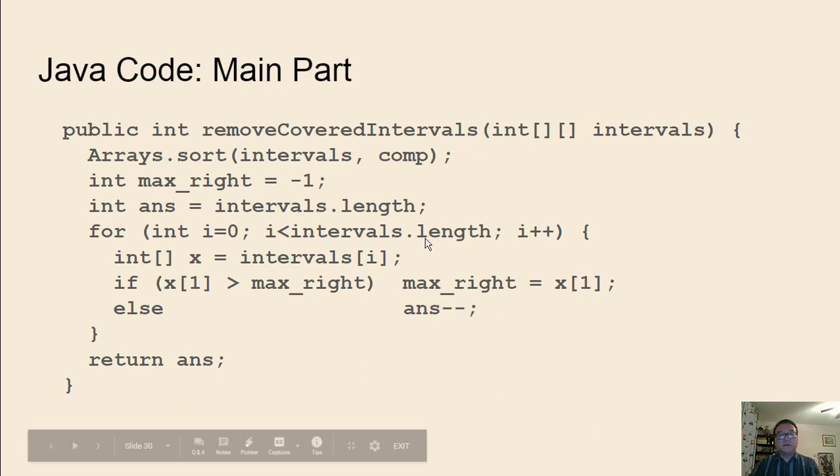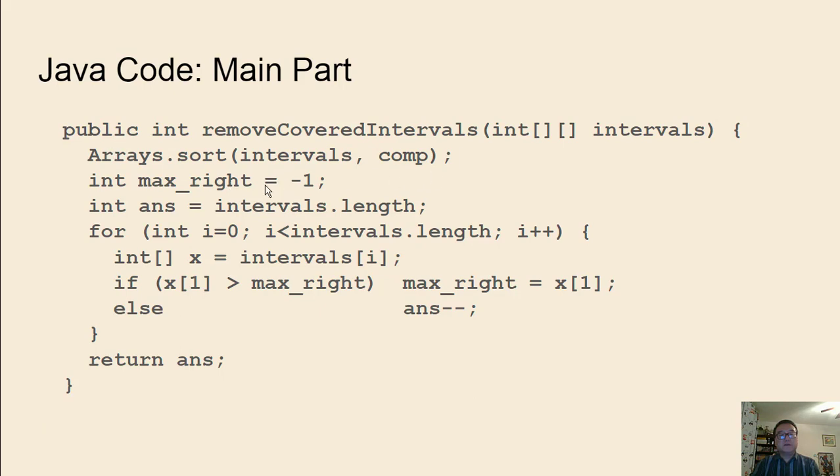So that's what my code implements. So I first sort the intervals, and then I remember this max right. So this is the maximum right point I'm trying to remember. And this answer is the number of intervals at the end. So it starts at all intervals kept. When we find a covered one, we will subtract 1 from this answer. So we look at each interval.